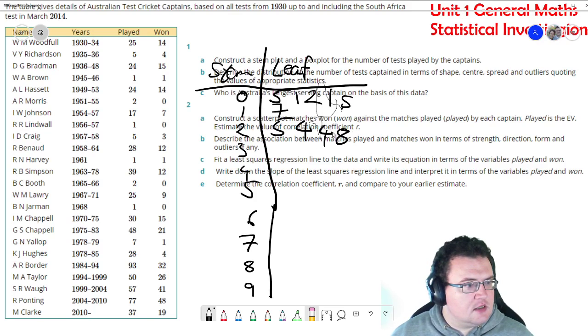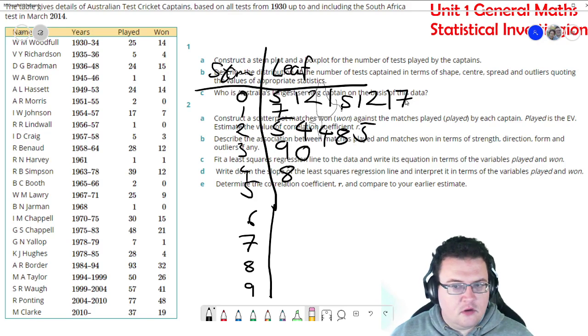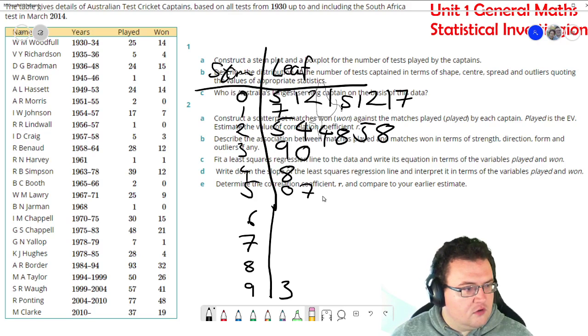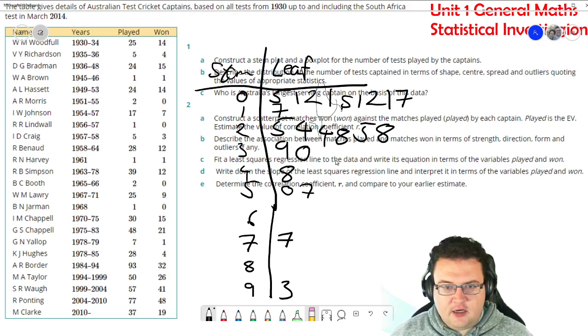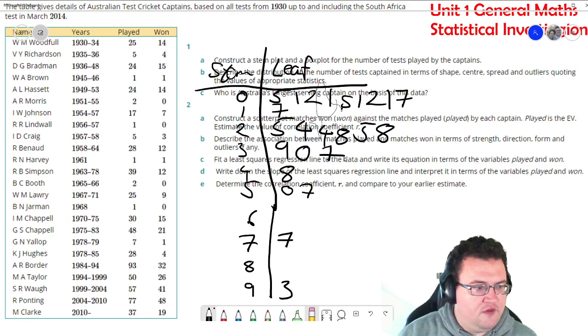Benno did 28. Harvey did just 1. Simpson did 39. Booth did 2. Mr. Laurie did 5. And we'll keep going through 10, 30, 48, 7, 28, 93 down the bottom there. 50 for Mark Taylor. 57 for Steve Waugh. 77 for Ponting. And Clark at the time of the data was only 37.